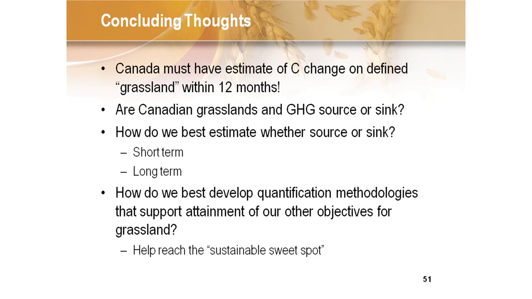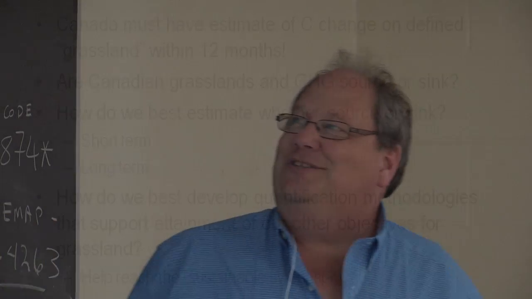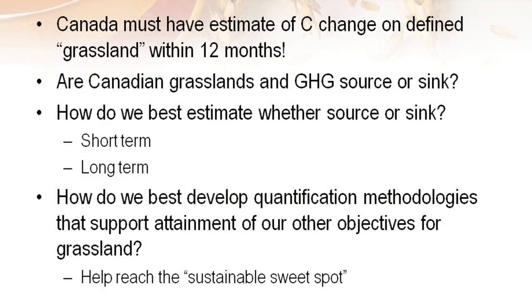To put it all into perspective, our concluding thoughts were that we've got about 12 months and we have to have at least an estimate for grassland. That's the challenge we're handing to everyone here. The big question is, are our grasslands a greenhouse gas source or sink? I don't think we know that, but we have to. So we have to come up with an estimate, or an estimate with uncertainty bounds, would be the way to put it.